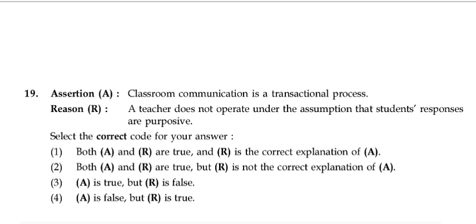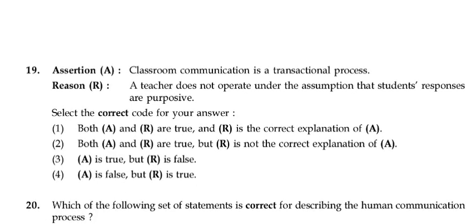Assertion A: classroom communication is a transactional process. Reason R is saying a teacher does not operate under the assumption that students' responses are purposive. Number 19 options: both A and R are true and R is the correct explanation of A. Both A and R are true but R is not the correct explanation of A. A is true but R is false. A is false but R is true. Number 19, option 3: A is true but R is false.